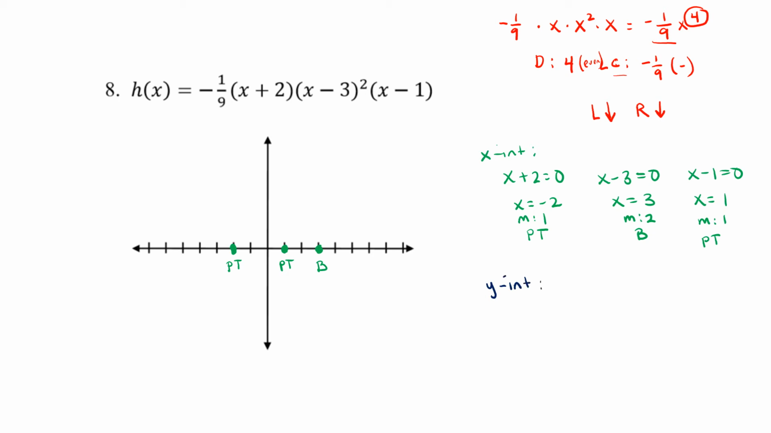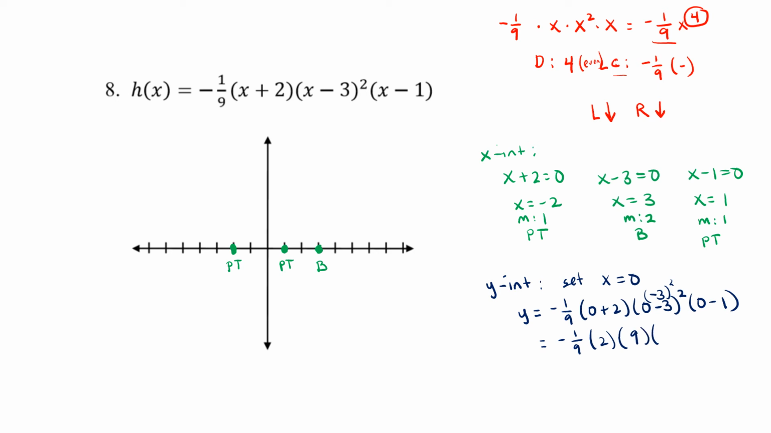To find the y-intercept, you set x equal to 0 and simplify. So we go y equals negative 1 over 9, times 0 plus 2, times 0 minus 3 squared, times 0 minus 1. And we simplify. We get negative 1 over 9, 0 plus 2 is 2, 0 minus 3 is negative 3, negative 3 squared is positive 9, and then 0 minus 1 is negative 1.